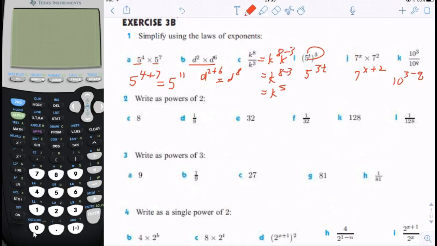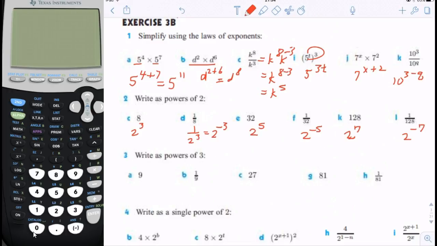Write as powers of 2. So 8 is equal to 2 cubed. 1 over 8 is equal to 1 over 2 cubed, also known as 2 to the negative 3. 32 is 2 to the 5th, right? 2 times itself 5 times is 32. 2 to the negative 5th would be 1 over 32. 128, that would be 2 to the 7th, I think. If you multiply 32 times 4, that would be 128. And this one would be 2 to the negative 7th.